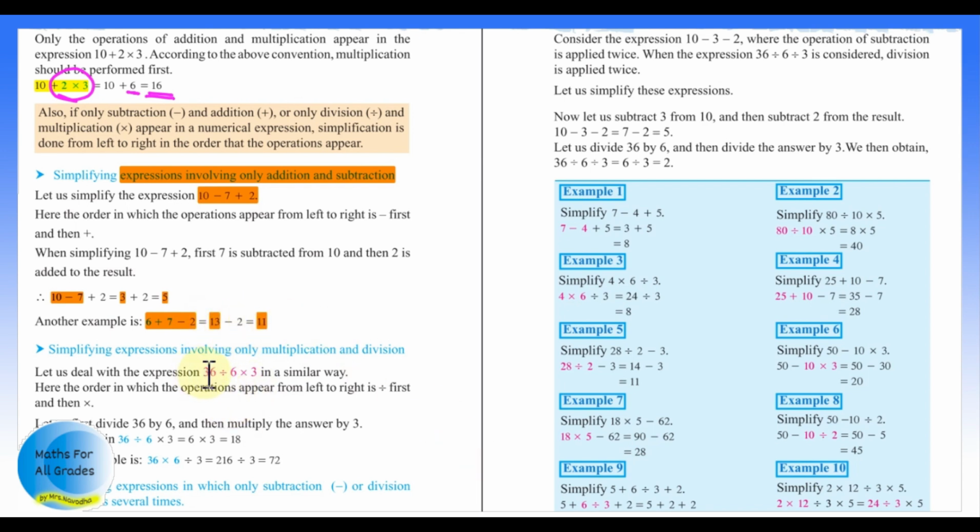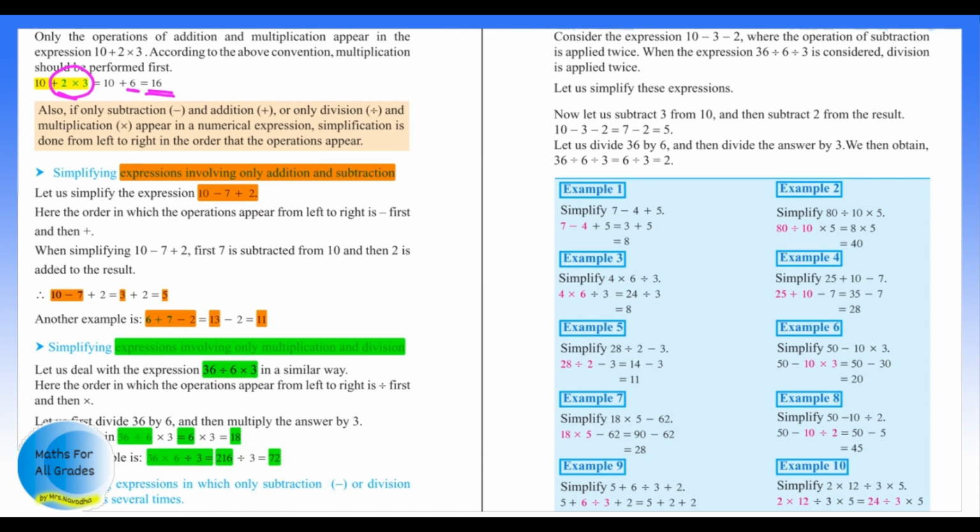Now look at this expression. It contains only multiplication and division. We are going to start from the left. 36 divided by 6 equals 6. Then multiplication, 6 times 3 equals 18. There is another example. We do the multiplication first. 36 times 6 equals 216. And then we do the division. 216 divided by 3 equals 72.